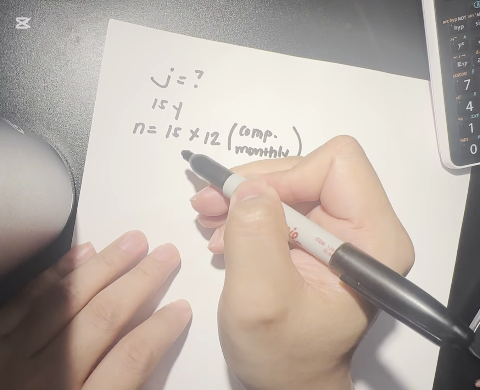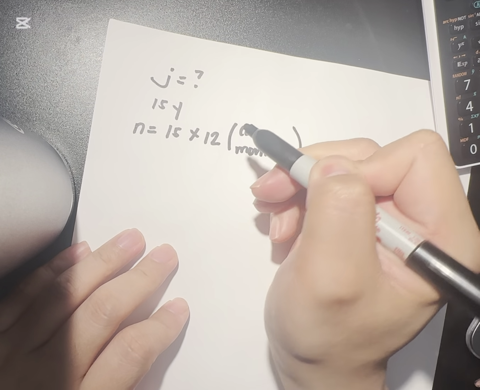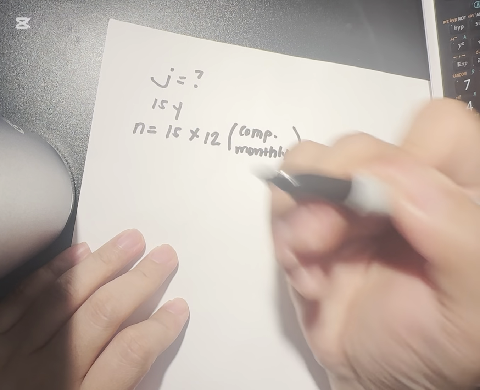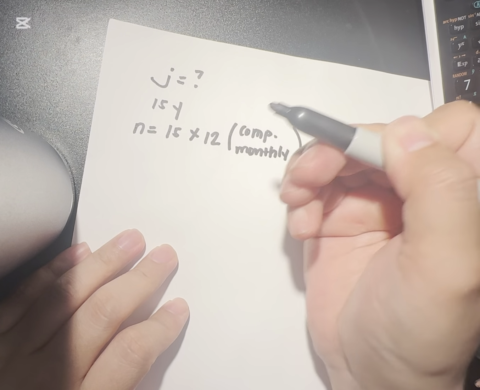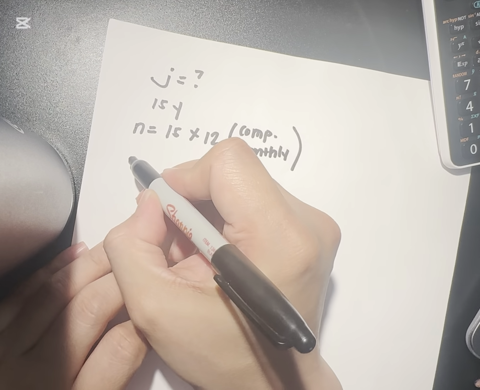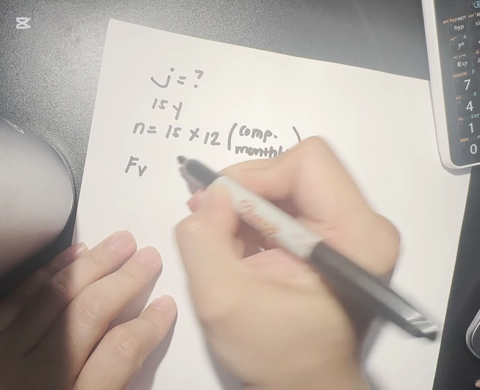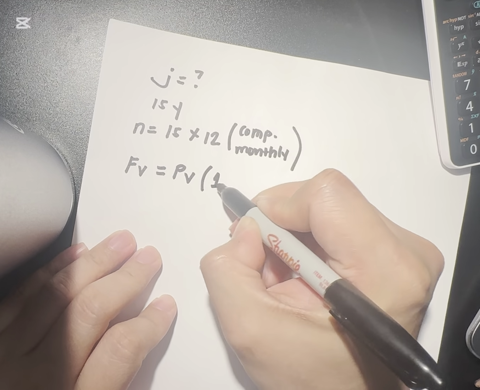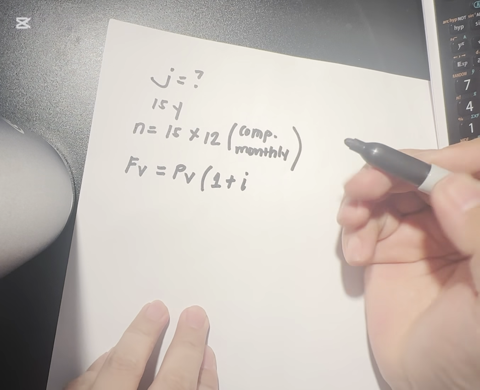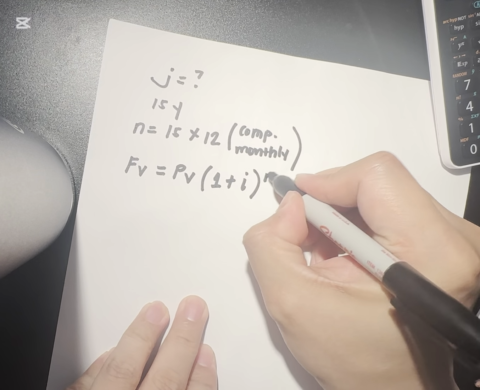Okay, and then the formula that we will be using for this, since it's asking for the future, what will the money or what will be the rate if the money triples in 15 years? So it's asking for the future. So we use the future value: FV, future value equals present value multiplied by 1 plus I, or the interest, raised to N.